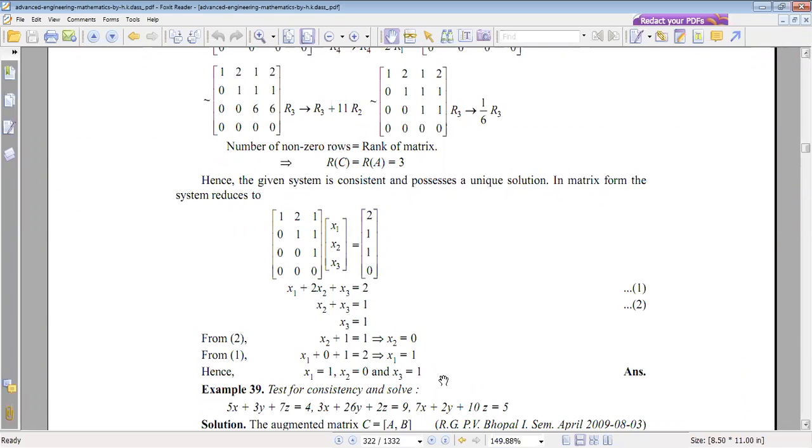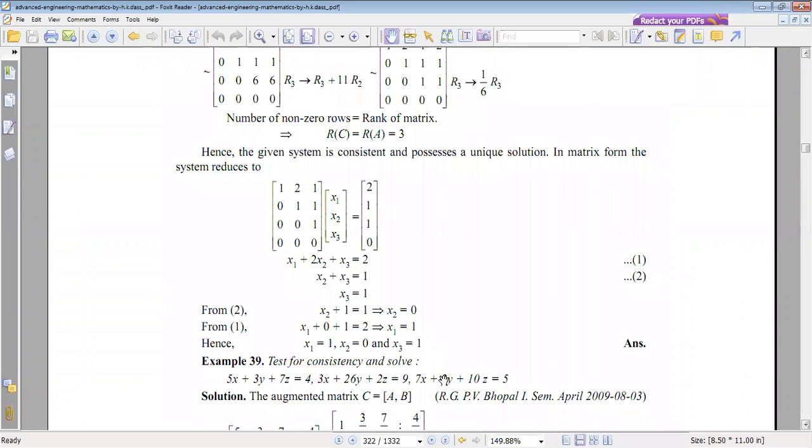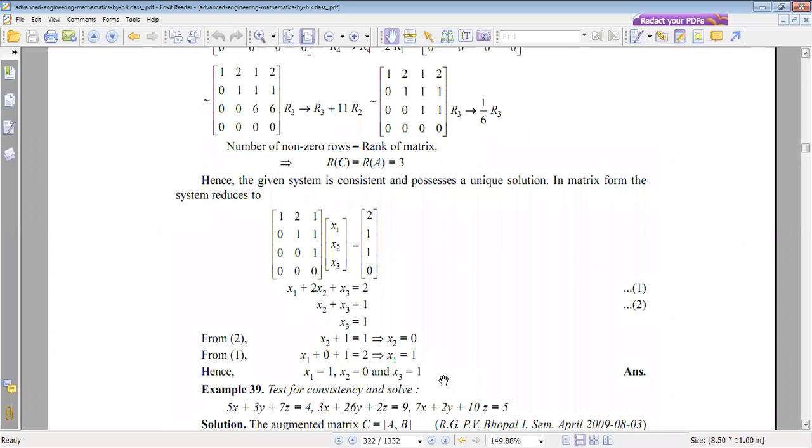Okay. So in this way we can check the consistency of a system of equations, as well as we can find the solution also, when the system has a unique solution. Clear now? Is there any doubt? You can ask me if there is any doubt. Okay. So move towards the next.